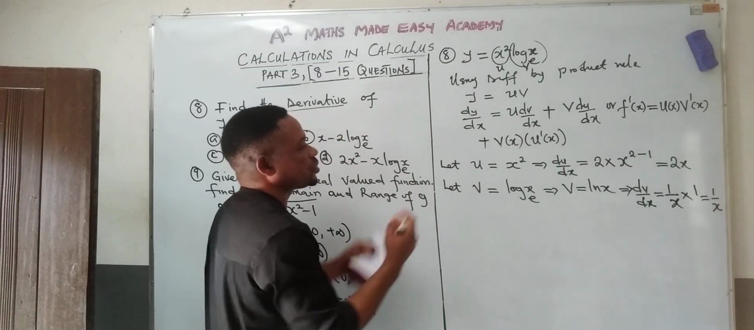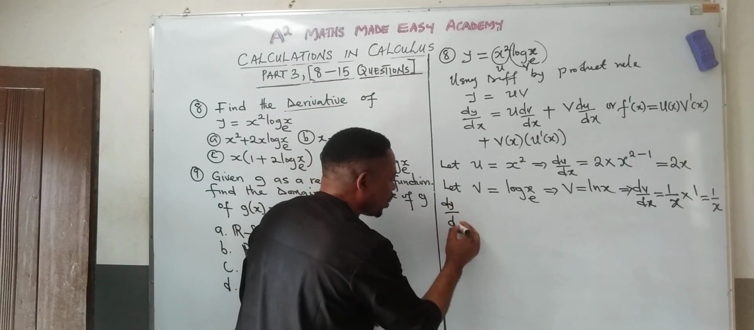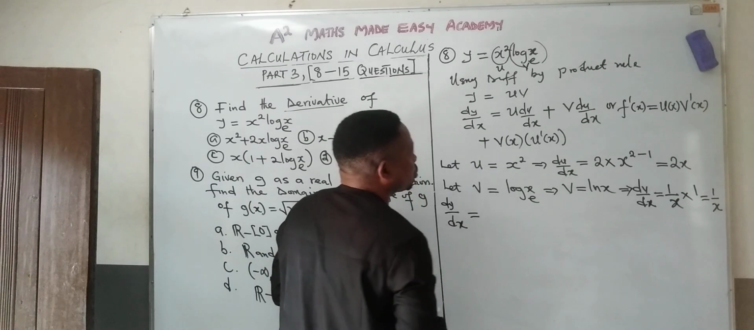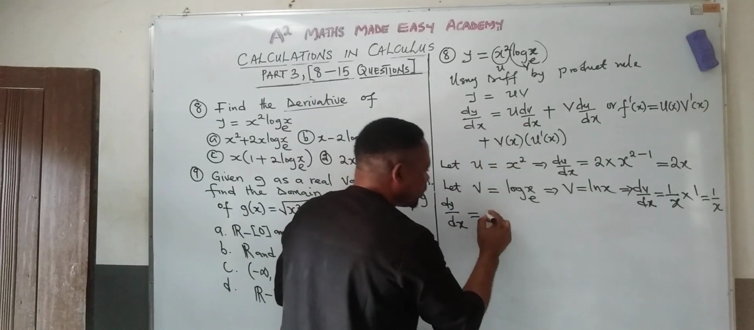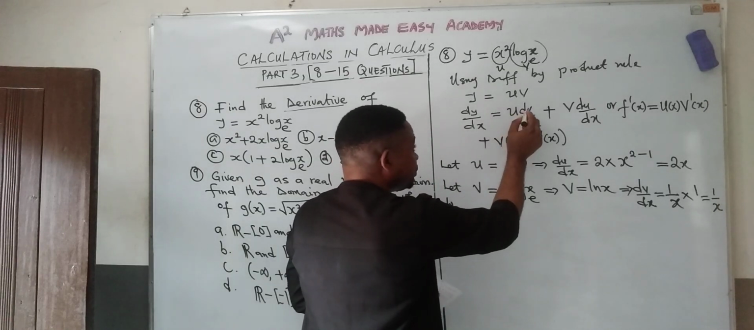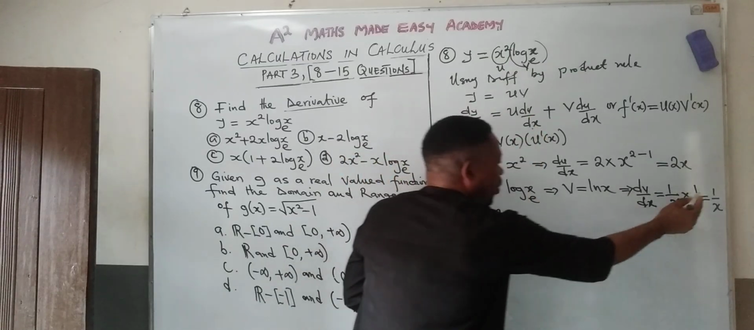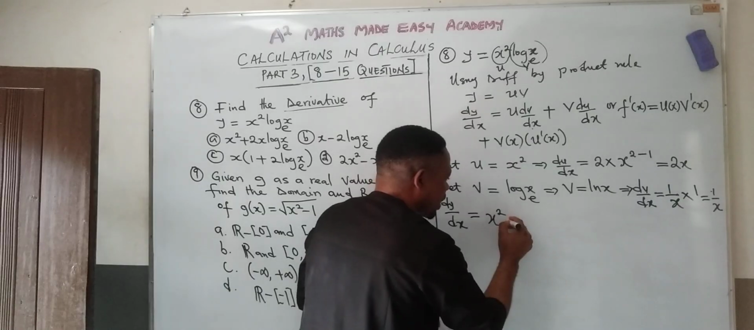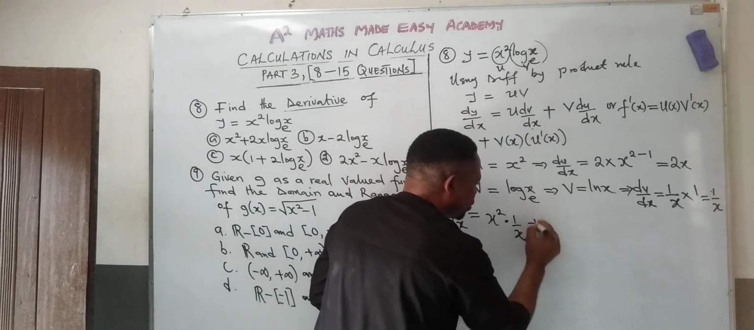Now let's go to the formula and substitute. Now we say dy all over dx is now equal to, what is the first one? u. What is the value of u? The value of u is x squared. Then the next thing is dv over dx. Look at it. dv over dx is 1 over x. I will now say dot 1 over x. Then I go with addition.